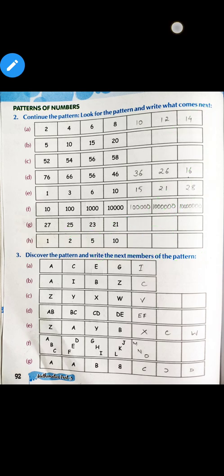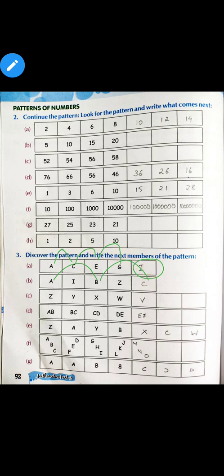And if you look at question number 3, discover the pattern and write the next member of the pattern. Here it's just skipping one letter each time. A, and then B is missing, then C, then after that D is missing, then E, then F is missing, then G. So next will be I, right? And here A, B, and then next one after skipping each time C.